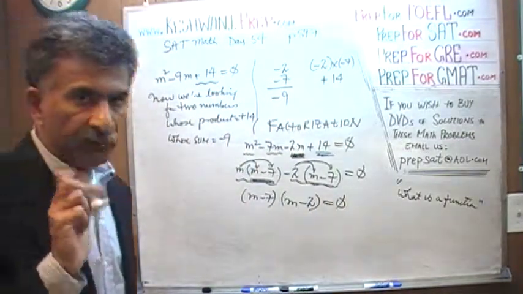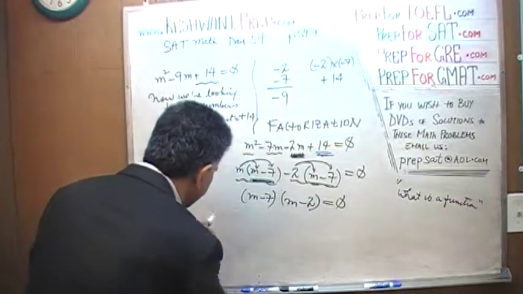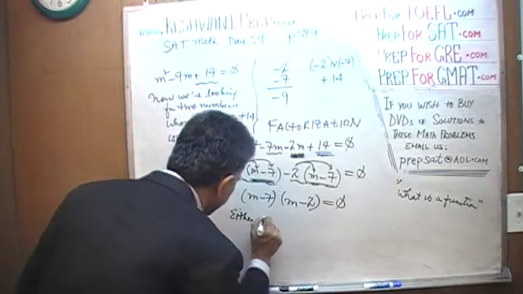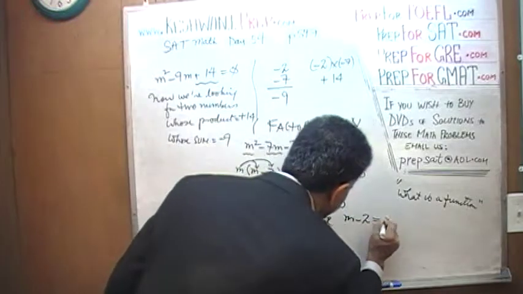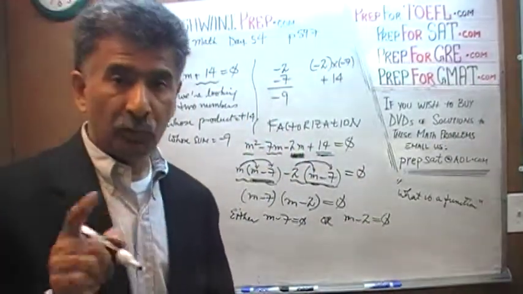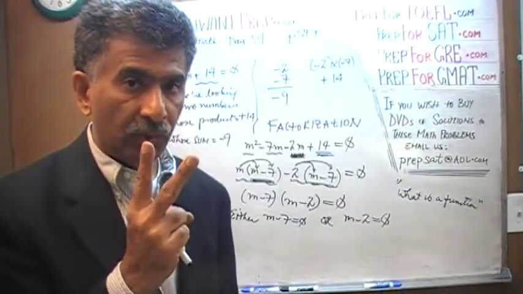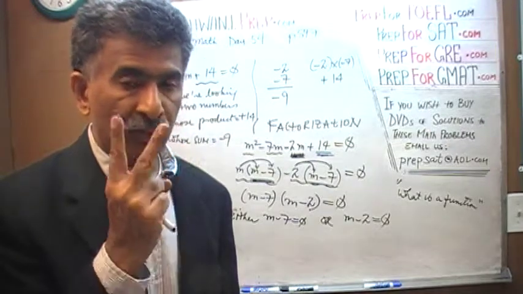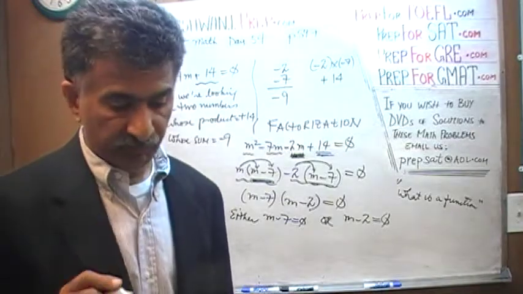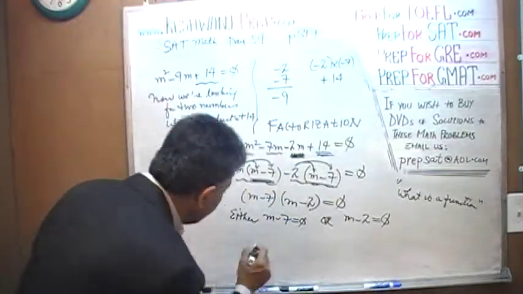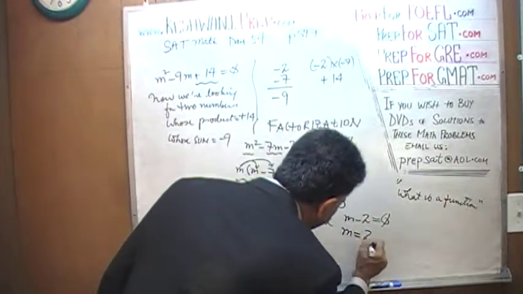If the product of two quantities is 0, then this implies that either m minus 7 is equal to 0 or m minus 2 is equal to 0. One of these two quantities has to be equal to 0. If you have two quantities and the product of those two quantities is 0, then at least one of those two quantities has to be 0. Maybe they are both 0. If m minus 7 is equal to 0, that would imply that m is equal to positive 7. If m minus 2 is equal to 0, that will imply that m is 2.